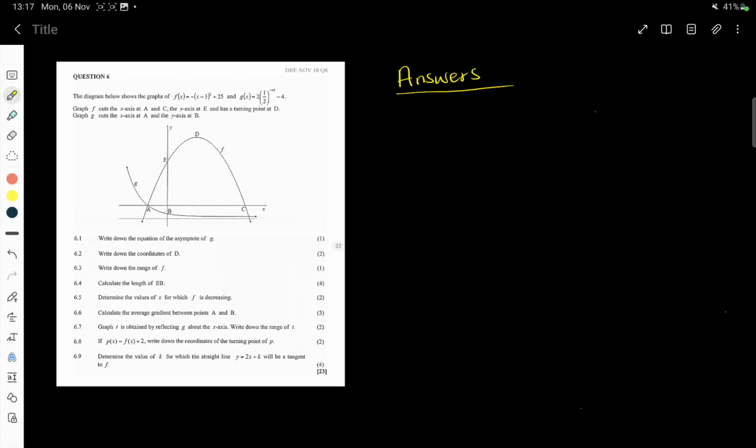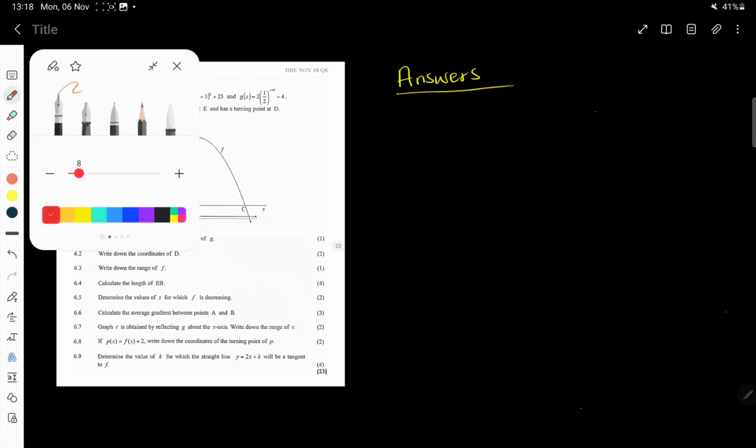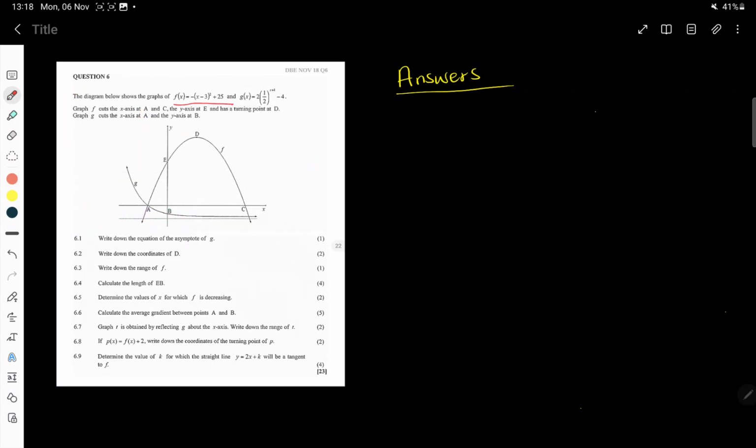Grade 11s, let us look at the problem. Question 6 from the DBE question paper, November 2018. You are given the two functions there, which is f of x and g of x. Your f of x, you must identify it has a squared. It means it's a parabola. And then g of x has a base and an exponent, and it means it is exponential.